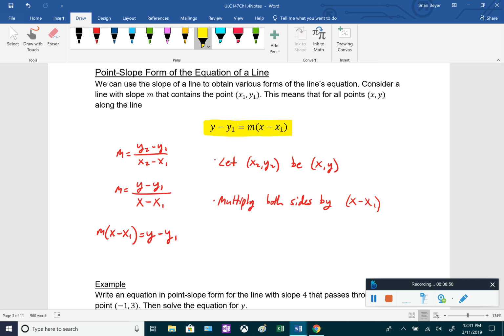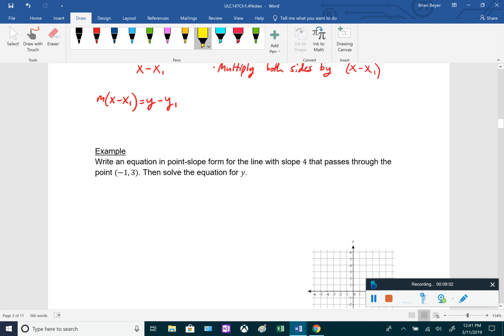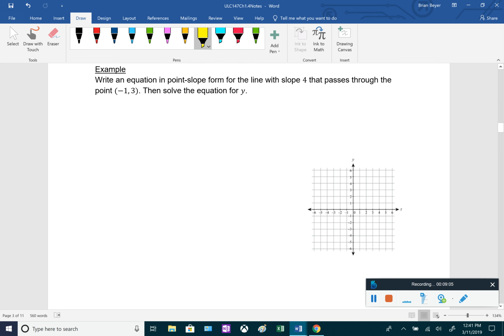So once again, it's just the slope formula rearranged, and you're probably thinking, well, why did we do that? It looks exactly the same, just rearranged. So we'll see why in these next examples, for when we're going to be using this. So for this example, let's write an equation in point-slope form for the line with slope 4 that passes through the point negative 1 comma 3. And then let's solve it for y afterwards.